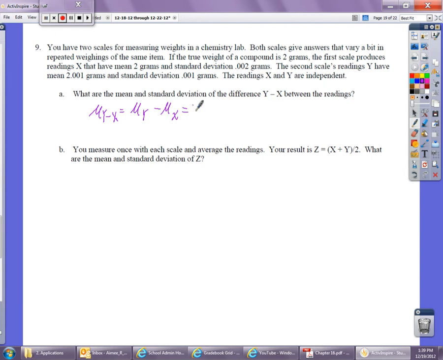The mean of y is 2.001. The mean of x is 2. You subtract those, you get 0.001. Standard deviation. Remember, it's y minus x, the standard deviation of y minus x, you can't use standard deviation. You have to use the square root of the variance of y minus x.